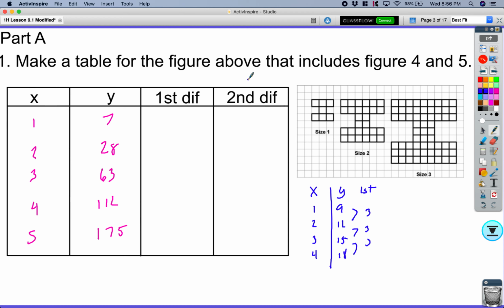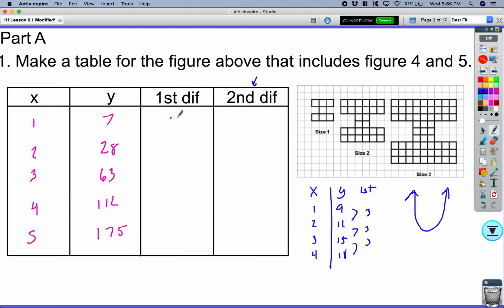Now what we're going to do is introduce a second difference. The second difference is very similar. I'm just going to take my first difference values and subtract those. If those are all the same, I will have a quadratic equation, something that'll make a U-shape.